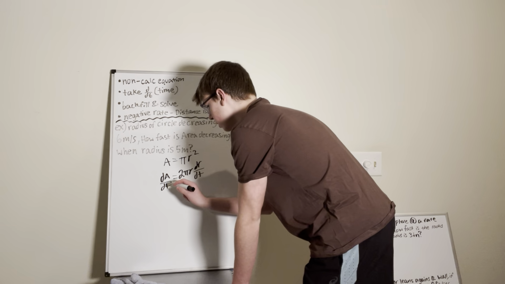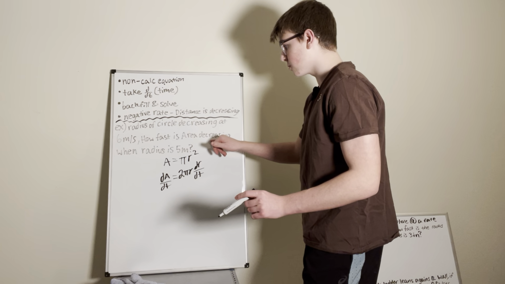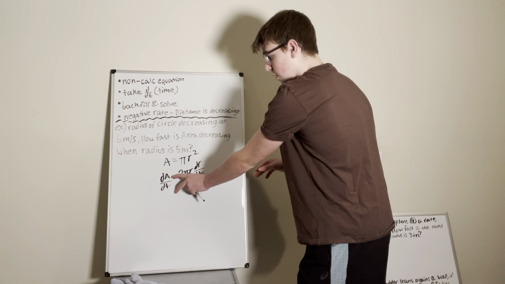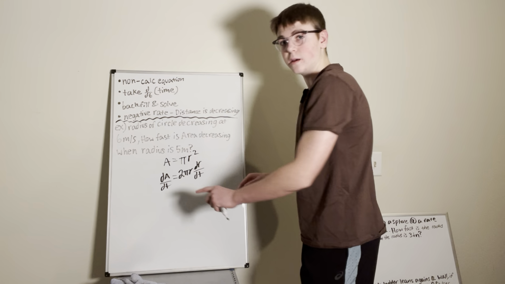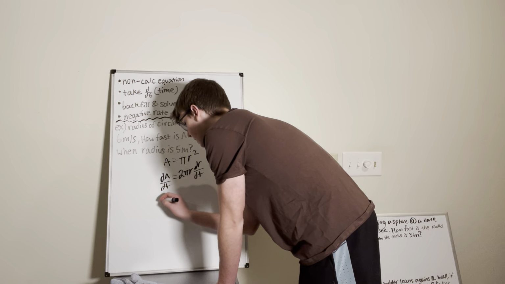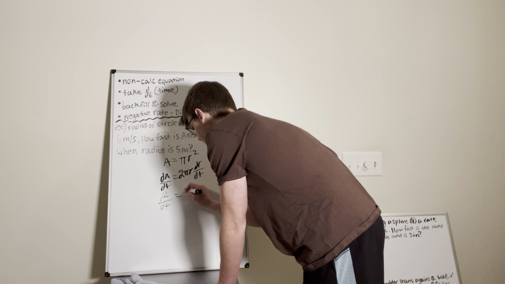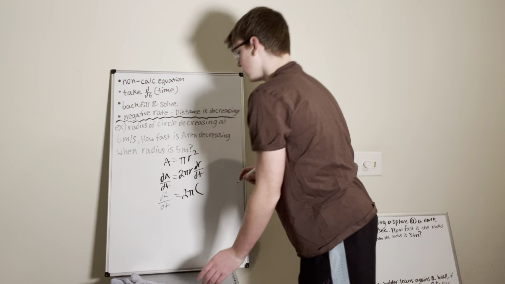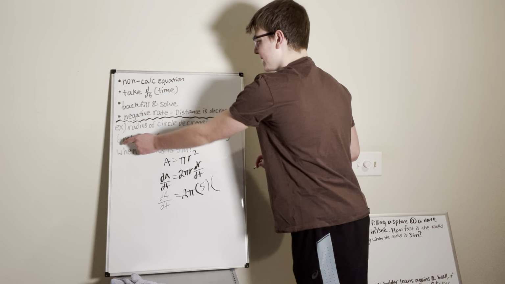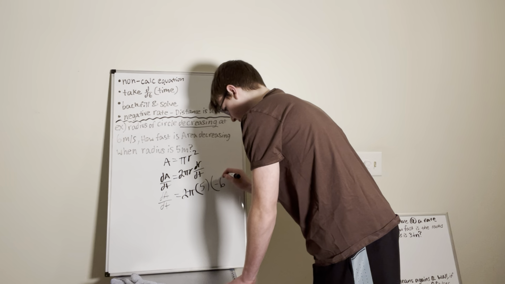Okay, so now we need to solve for how fast the area is decreasing when the radius is 5 meters. So this is what we're solving for: the change in area over change in time. Okay, so dA over dt equals 2 pi times our radius, which is 5, and then dr over dt would be -6, because it's decreasing at 6 meters a second, so -6.